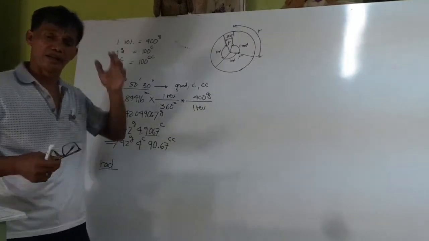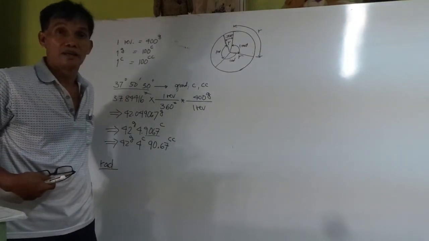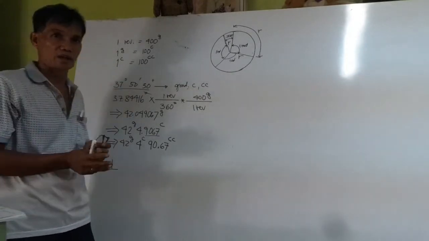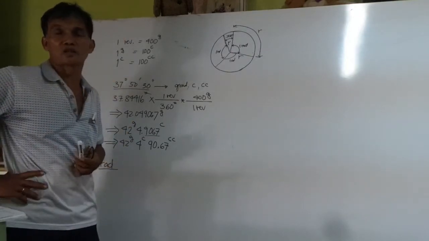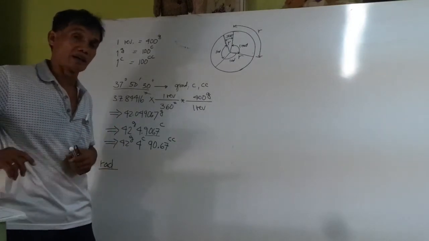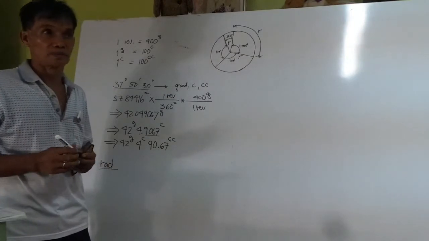Another angular unit that we have is the mil. In the mil system, the whole revolution is divided into 6,400 mils, and this is used in the military. So the military uses it in surveying, but that's another angular unit.